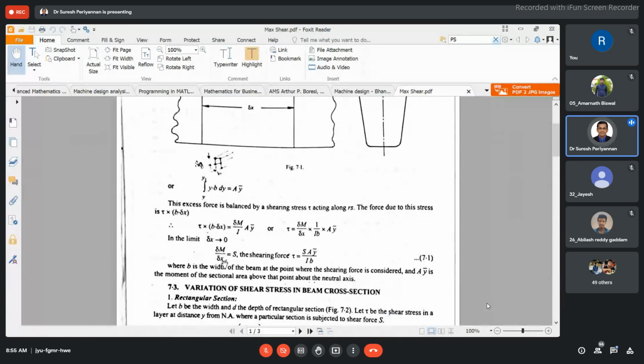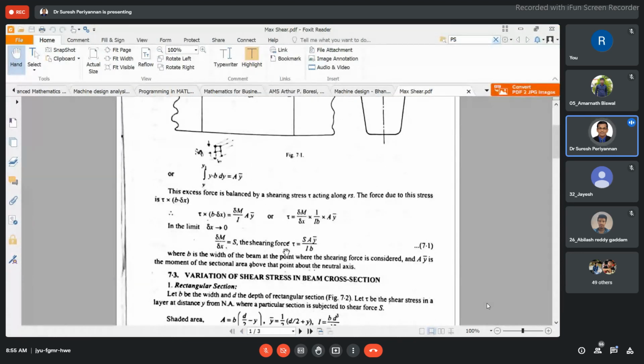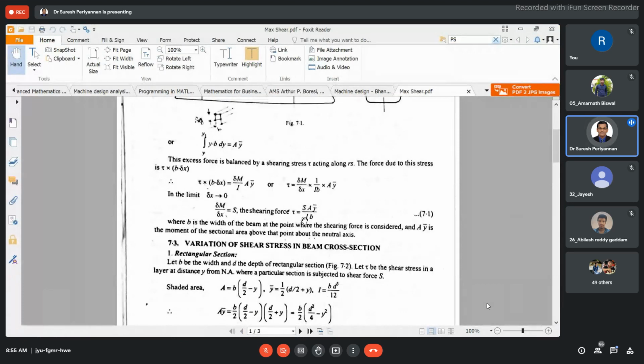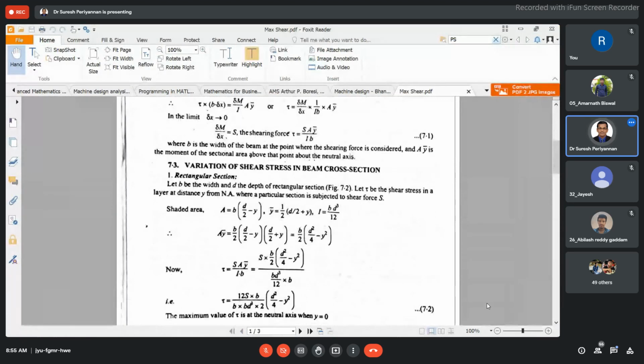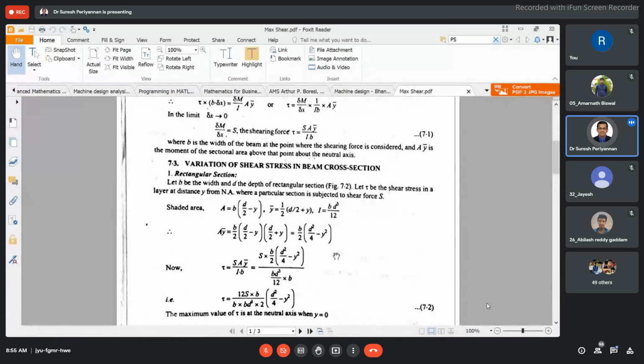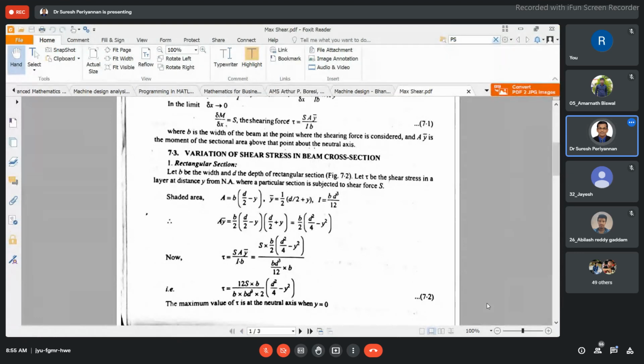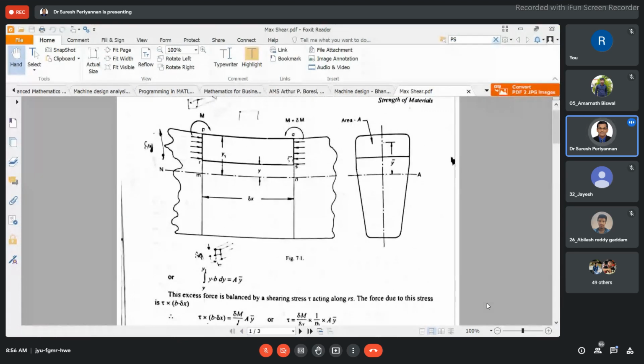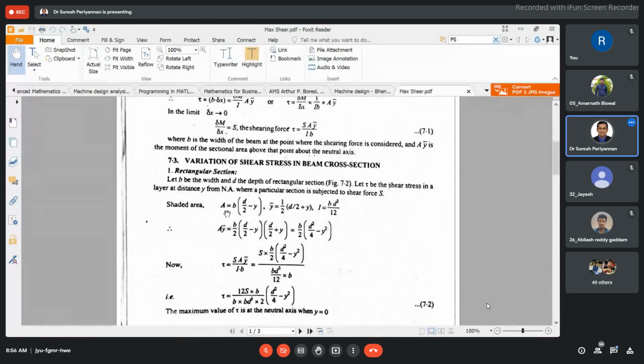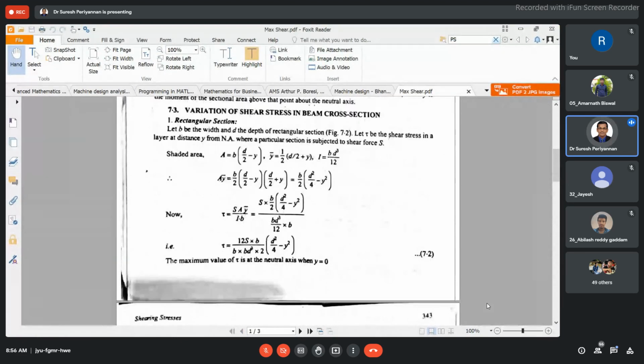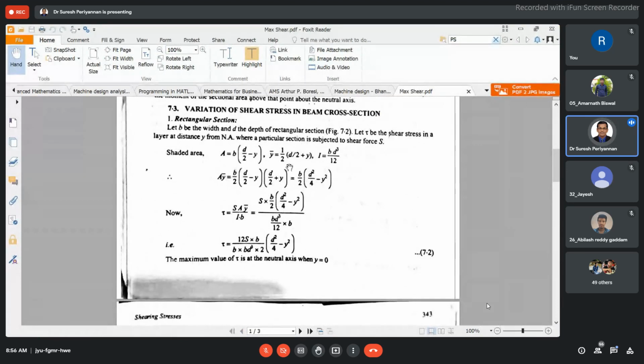Here tau is derived as shearing force S into A y bar, divided by I b, the moment of inertia into the width of the bar. See here the variation of shear stress in the beam cross section. I hope you might have studied it, and I will share this later. The shaded area is what we consider for finding the maximum shearing stress in the rectangular cross section. This is a very simple derivation; go through it and you can get it.